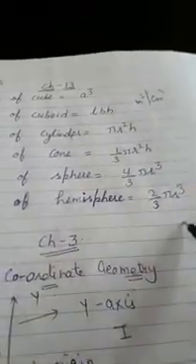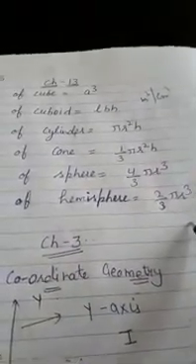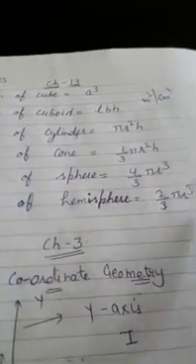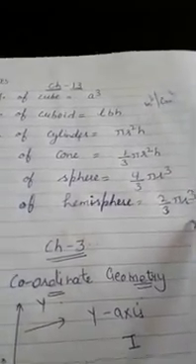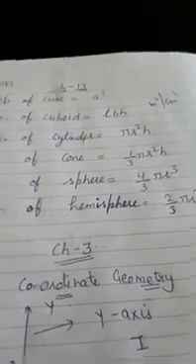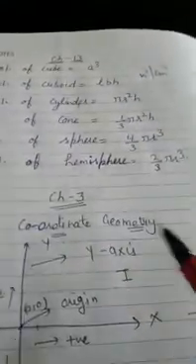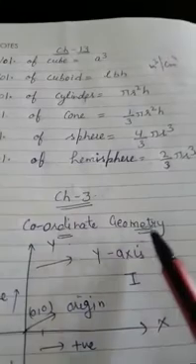These formulas are for exercise 13.5 to 13.8. So by using these formulas you will try the exercise, and doubts you can discuss in Zoom class. After that we will start chapter number 3, that is coordinate geometry. This chapter is also the same as chapter number 4, which you have already done. So let us take a review of this chapter.